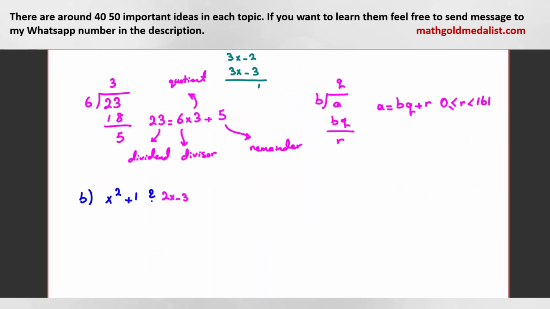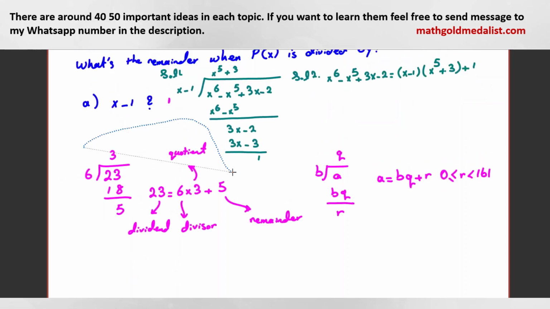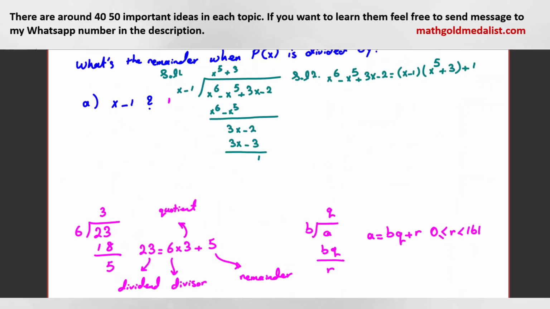Now we have the same thing, similar thing when we have polynomials. So here, let me move this part. As you can see, x to the 6 here, again, it is like this one, 23. You can say x to the 6 minus x to the 5 plus 3x minus 2. You divide it by x minus 1, the divisor. Quotient is what? x to the 5 plus 3. And the remainder is 1, right?